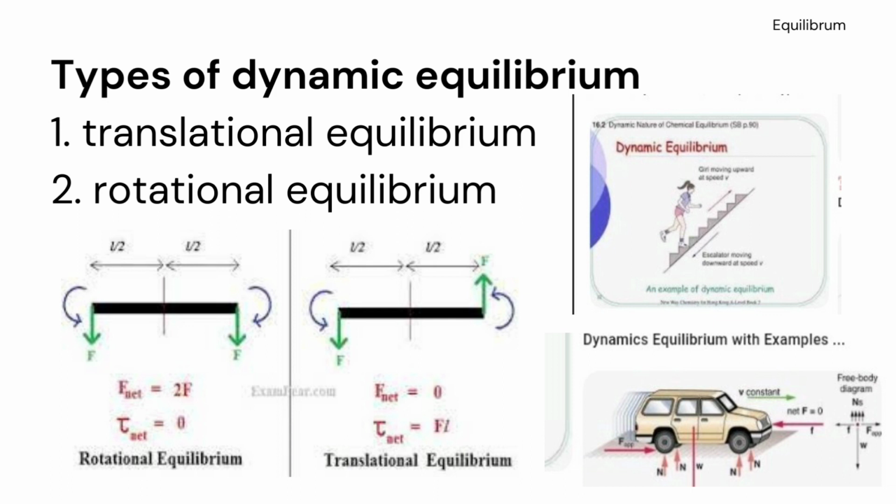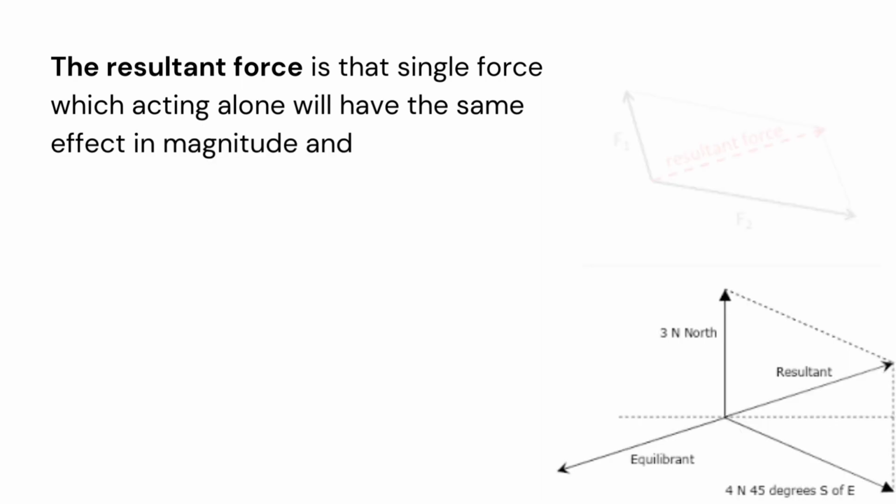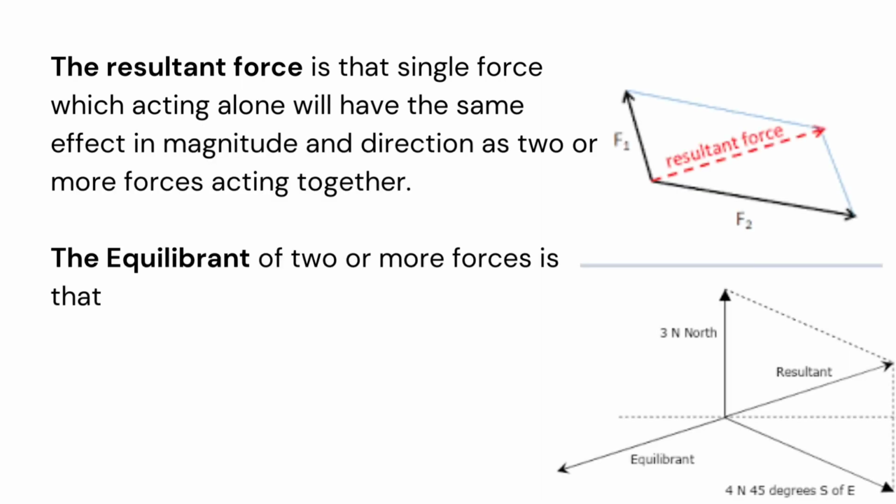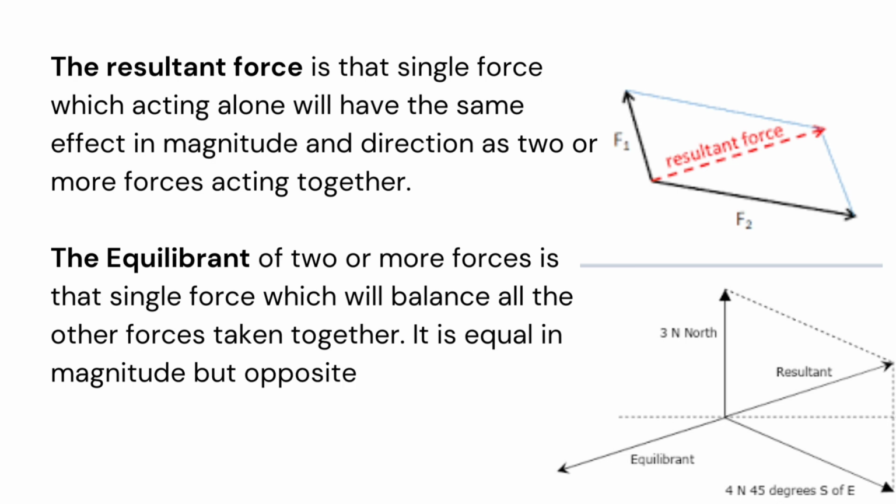Now we move to resultant and equilibrant of forces. The resultant force is that single force which, acting alone, will have the same effect in magnitude and direction as two or more forces acting together. Looking at the example there, we have F1 and F2. F1 is a force, F2 is another force. A line drawn from the point of intersection of the two represents the resultant force.